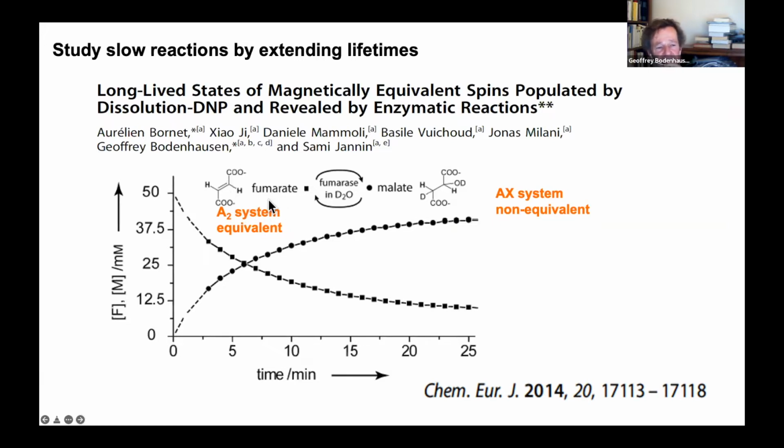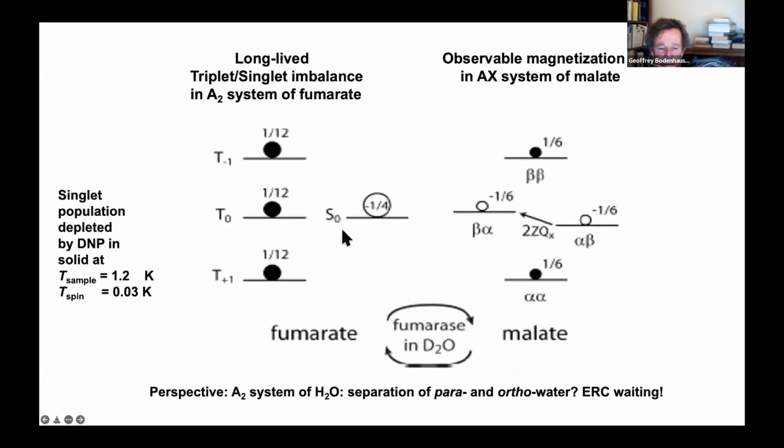But the interesting thing is that if you have a reaction with fumarase, which is an enzyme that would be present at very low concentration in D2O, then it turns out that you have an addition of a water molecule, the heavy water molecule, ending up with a molecule where you have one deuteron here, sorry.